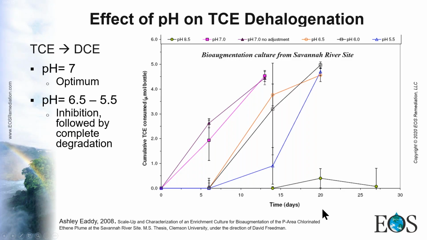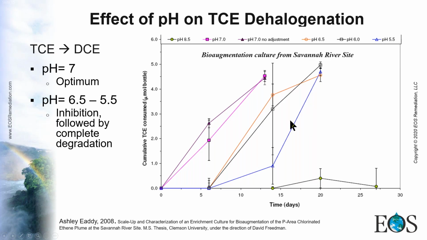Okay, other big factor I want to talk about is pH. And I know if you've seen, I beat on this a lot, but I think it's really critical. Here's some data from a culture they identified from the Savannah River site. What you see here is at different pHs, they ran incubations and they measured TCE removal. Great removal at pH 7, slightly slower removal at pH 6.5 and 6, but even at 5.5, we're getting essentially 100% removal at 20 days.